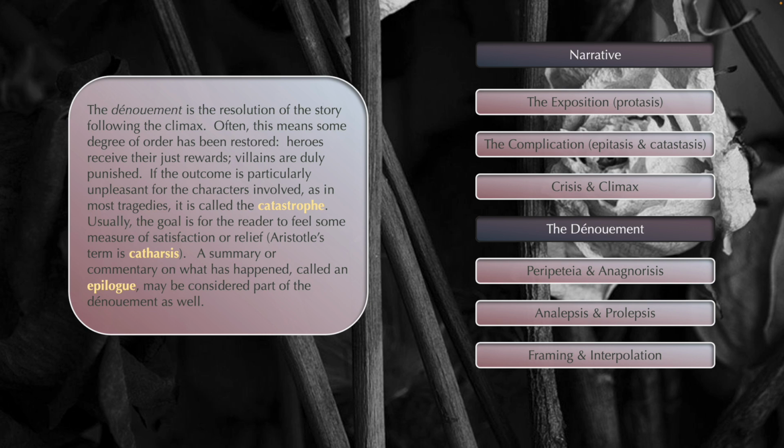If the outcome is particularly unpleasant for the characters involved, as in most tragedies, it's sometimes called the catastrophe. Usually, the goal is for the reader to feel some measure of satisfaction or relief after the denouement or the catastrophe. And Aristotle's term for this is catharsis. Sometimes, particularly in plays, a summary or a commentary on what has happened will be included. That's called an epilogue, and that may be considered part of the denouement as well.